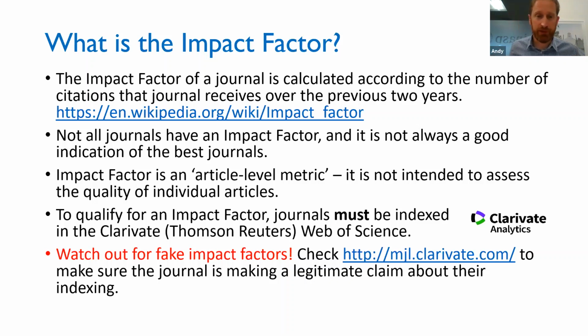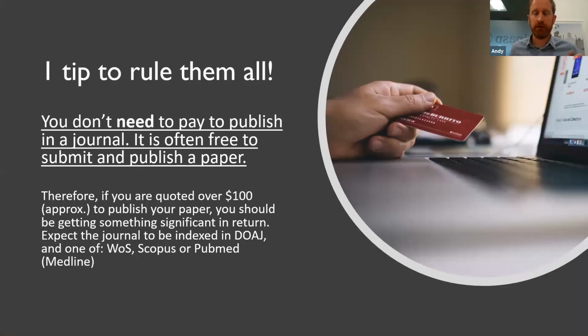But the most important thing, as I've said, is to make sure that a journal is actually indexed in the Web of Science if it claims it has an impact factor. Otherwise, it's probably lying. And watch out for fake impact factors. There's lots of different fake impact factors: the universal impact factor, global impact factor. They've all got different names, but they're not based on the same data as Clarivate provides. So always check their claims.